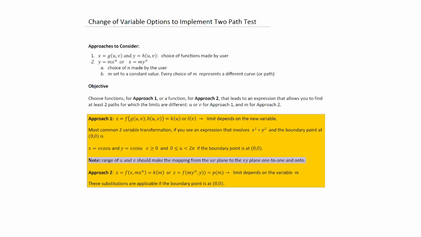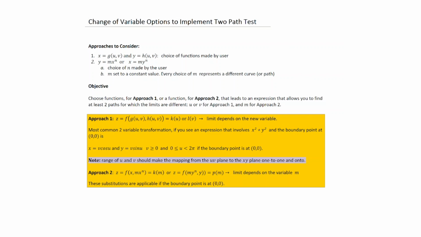Okay, so there are essentially two different techniques, both of them involving change of variables to implement the two-path test. One of them is more or less exactly the same as what we did when we tried to prove that a limit did exist, where we just assume that x is a function of two new variables u and v, and y is also a function of the same two new variables u and v. You make the choice based on the nature of the function.